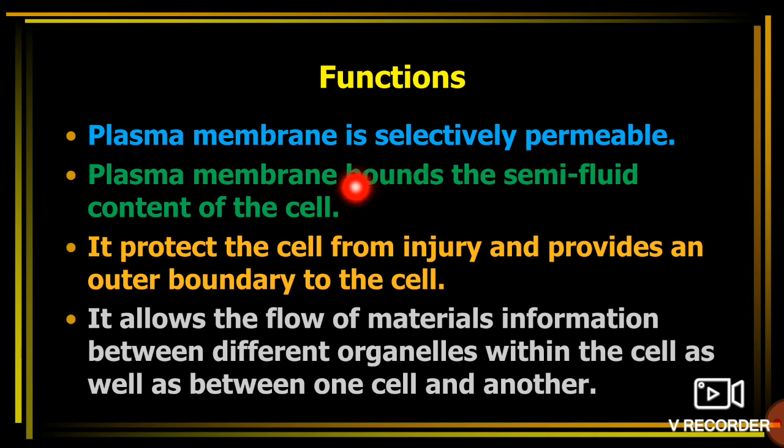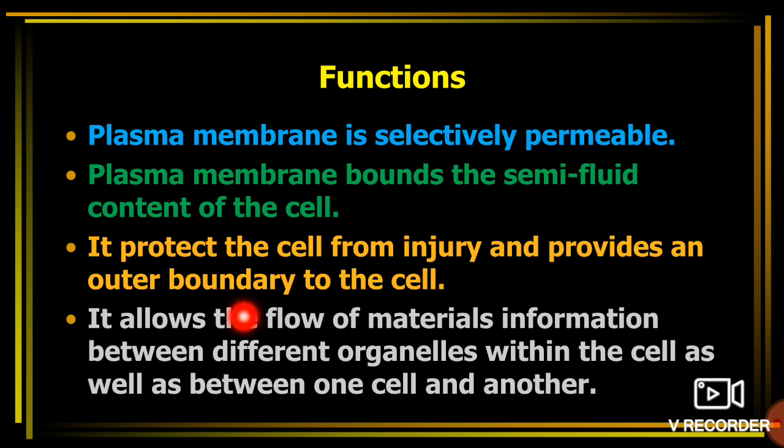Because if it is permeable for everything, there will be no limitation on input and output, no limitation on inward and outward flow. If it is selectively permeable, whatever is required will come inside, and what is not required will go outside based on the requirement. It bounds the semi-fluid content of the cell, protects the cell from injury and provides an outer boundary. It is responsible for giving the distinct boundary to the cell and its content.